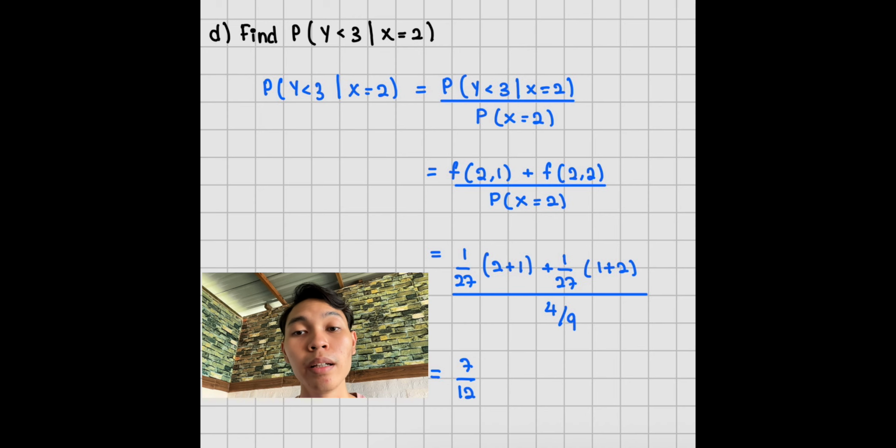And last part, we need to calculate the conditional probability P(Y less than 3 given X equals 2). Y less than 3 means Y equals 1 or Y equals 2. We add the joint probabilities for these cases and divide by the probability that X equals 2. After simplifying, the final answer is 7 over 12.